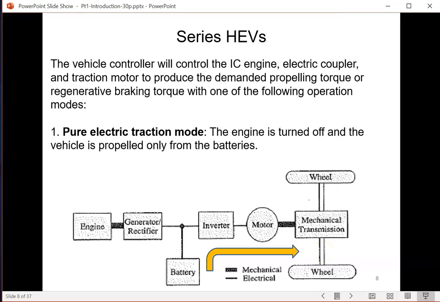So the first mode of a hybrid electric vehicle is called pure electric traction mode. Now, in this mode, the engine doesn't work. The engine is switched off, so there's no energy flow from the engine. The only energy comes from the battery. If there's enough battery power, the battery supplies the inverter, which drives the motor, which drives the mechanical transmission. So that's the first mode of a series hybrid electric vehicle.